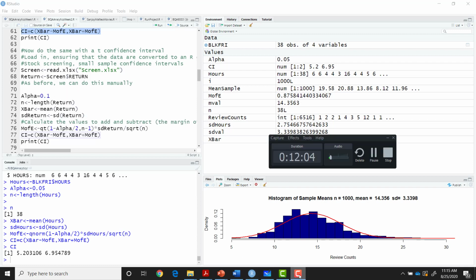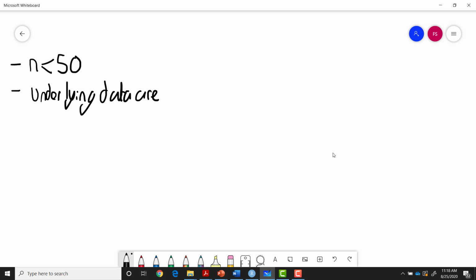Now we're going to do the same, but with the t. Next we'll deal with a situation where n is less than 50. What do we do then? Because the normal distribution relies on n being large. Sorry, the central limit theorem relies on a large n. Now, if n is less than 50 and our underlying data are normal, then we use the t distribution.